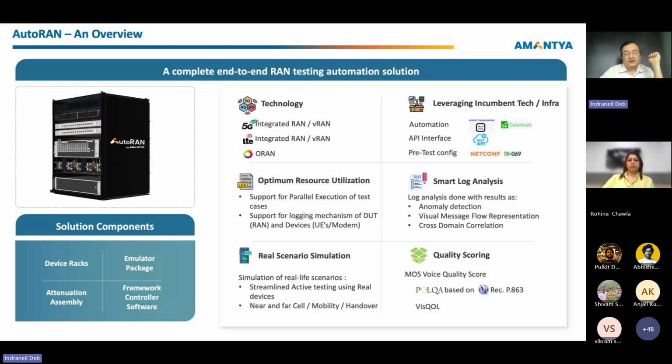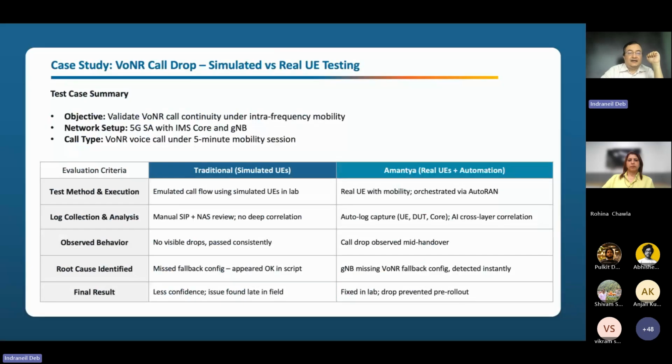So this is what the AutoRAN is. And now I'd just like to talk about a couple of quick case studies. These were case studies that we had encountered during the course of testing with the AutoRAN, and these accentuate the impact of simulated versus real UE testing.